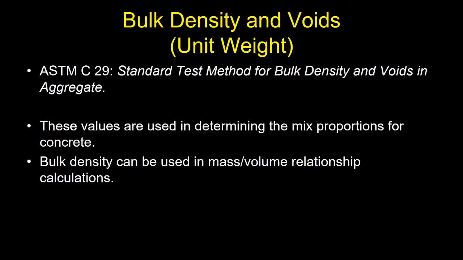So unit weight. First off, the ASTM is C128. That's in your lab file folder for the aggregate specifications. It's called the standard test method for bulk density and voids in aggregate. And then these values are good to determine mixed proportions for concrete. And bulk density can be used in mass volume relationship calculations.